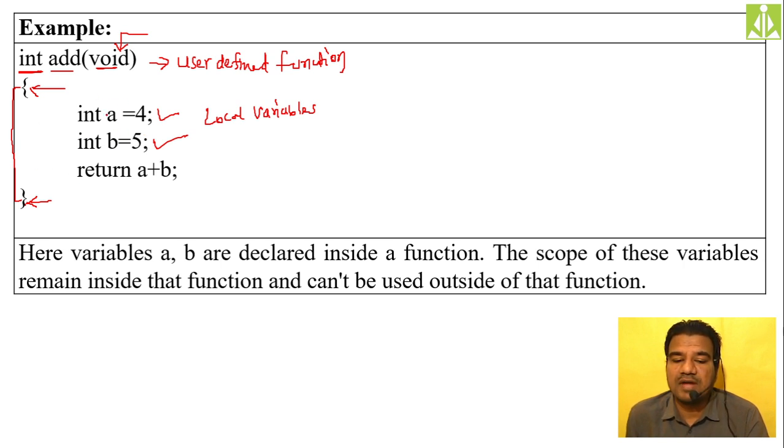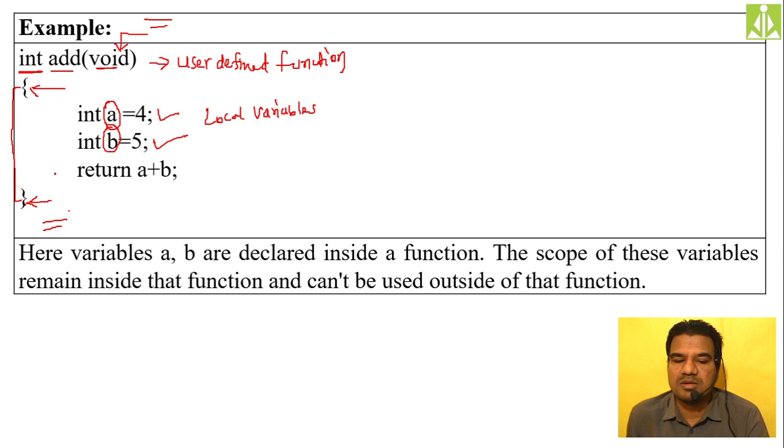The lifetime, or the existence, of these two variables is limited to this block only. Suppose you want to access a and b outside of this block, somewhere over here, or before this block, what will happen? You cannot access them. Their existence is limited to this block only, where you start this curly bracket and where you end this curly bracket.